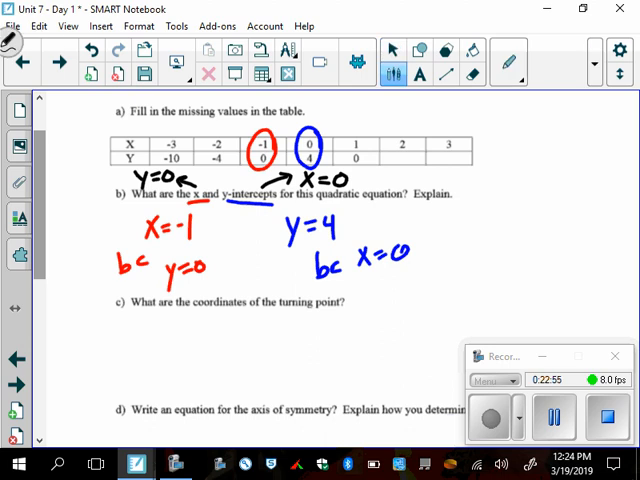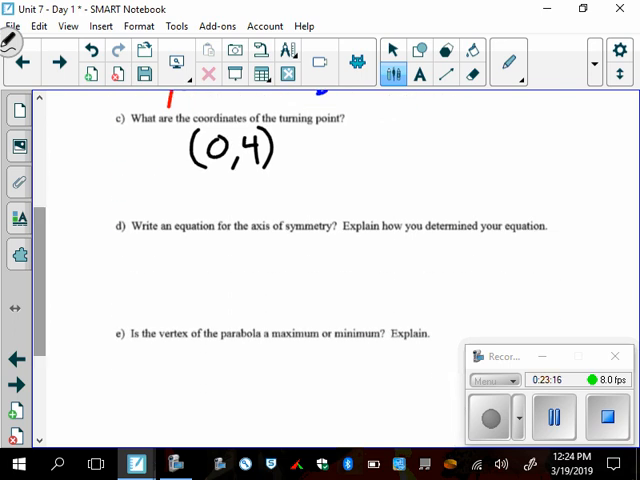Now, once we're at the turning point, we're looking at our pattern. I've got -10, -4, 0, 4, back to 0. That means this will go back to -4 and then back to -10. So right here, this would be my turning point. It's in the middle of that pattern. If it wants an equation for the line of symmetry, it's always x equals the value of the turning point.